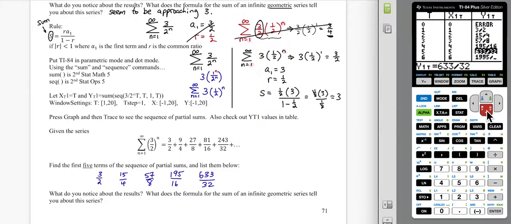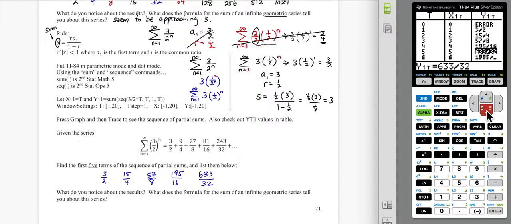All right, so what do you notice about the series? Well, we never really answered it for the previous one, but we kind of addressed it. What do you notice about the results? What does it tell you about the series? It converges. So we answered it in simple terms, but in terms of the verbiage of the unit, it converges. It converges on the number 3.